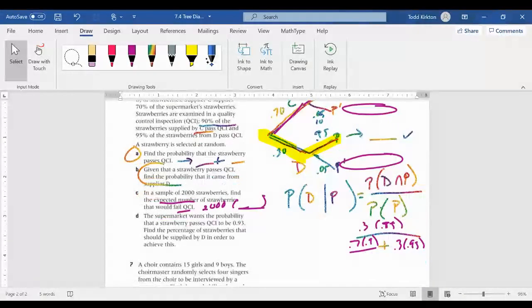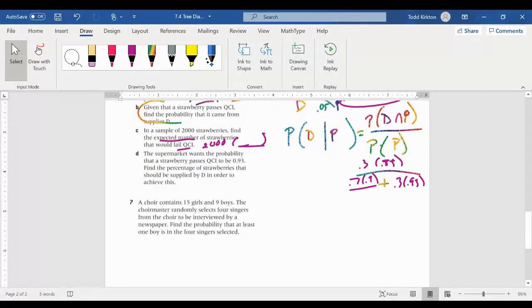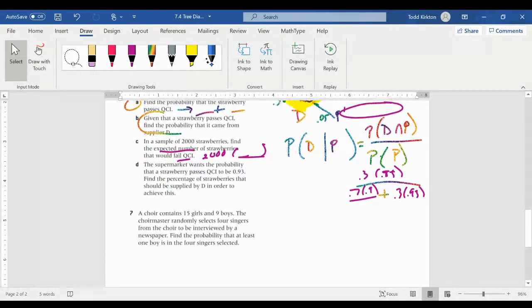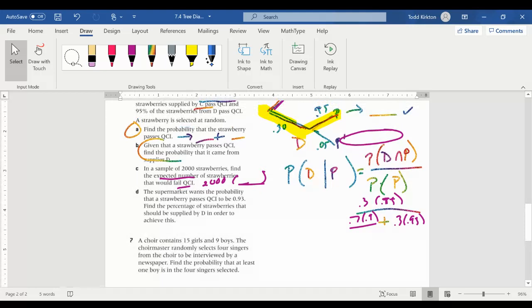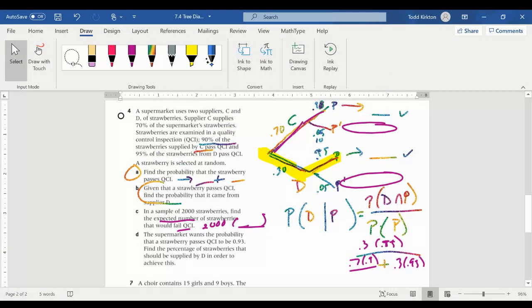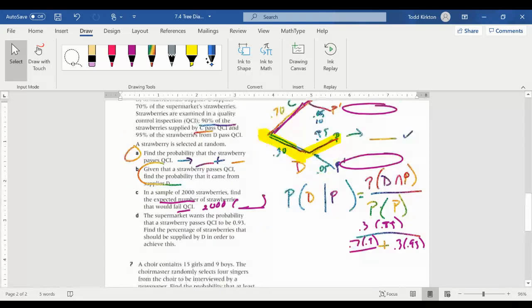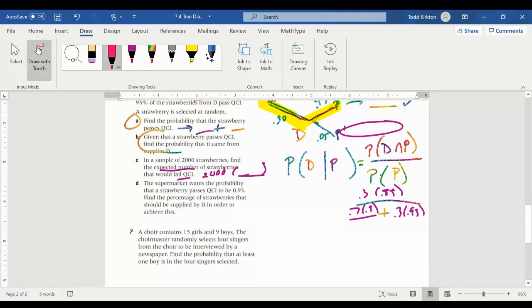And then the last question on here is kind of a tricky one. They want the probability of something to pass to be 0.93. And there's a couple ways to think about this. You found out what the probability was already. It's probably less than 0.93. I didn't write the number down. But basically, you can figure this out.